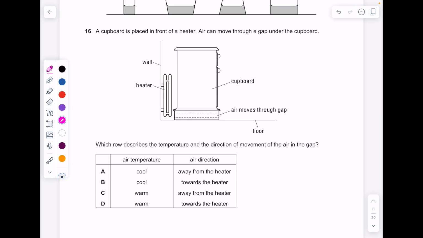A cupboard is placed in front of a heater. Air can move through a gap under the cupboard. Which row describes the temperature and the direction of movement of the air in the gap?